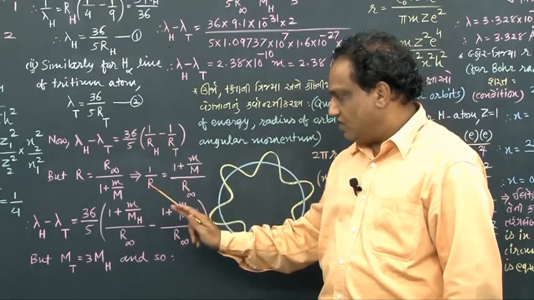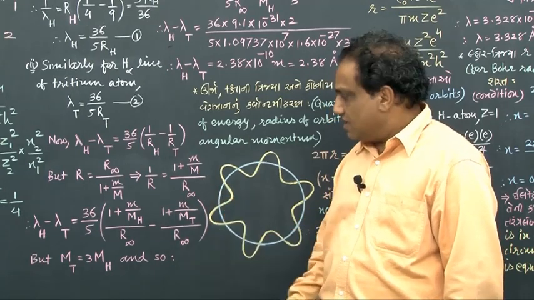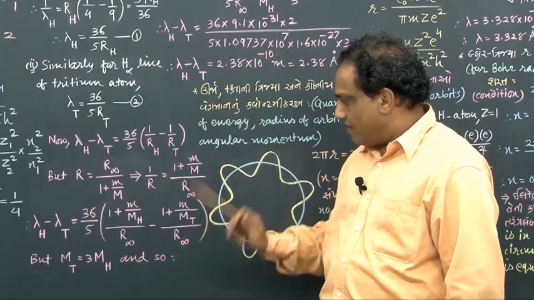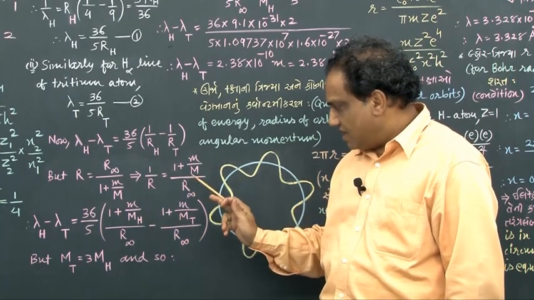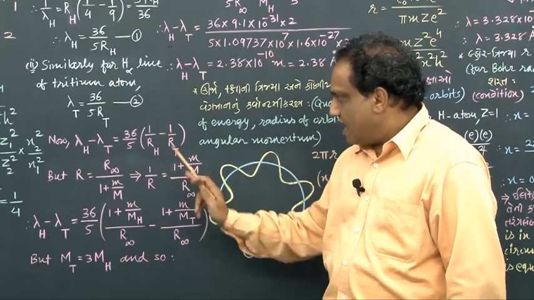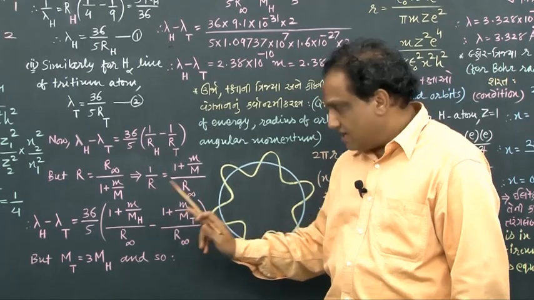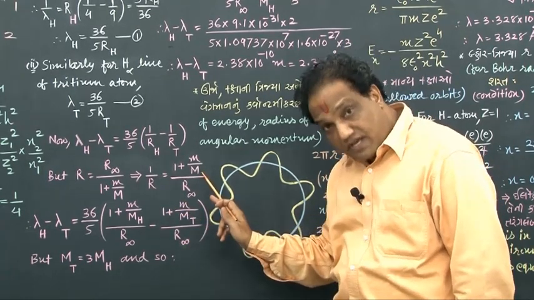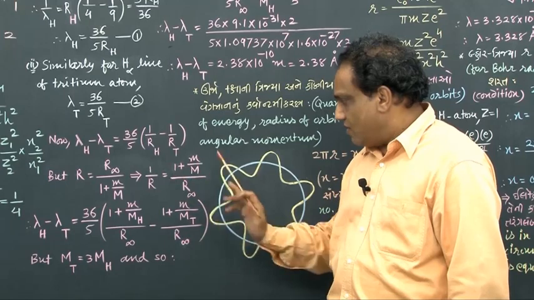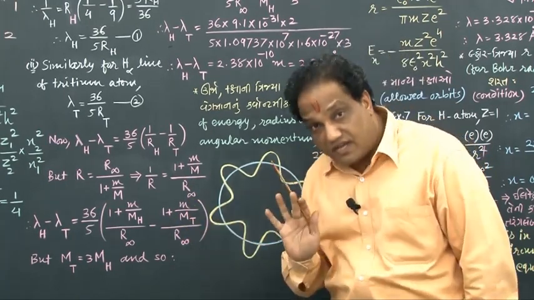Now 1 upon RH. Instead of R, when you write RH, here instead of M, you should write MH. So 1 plus m upon MH, divided by R infinity as it is, minus, I want now 1 upon RT. So instead of R, when you write RT, here instead of M, you should write MT. So 1 plus m upon MT, divided by R infinity.